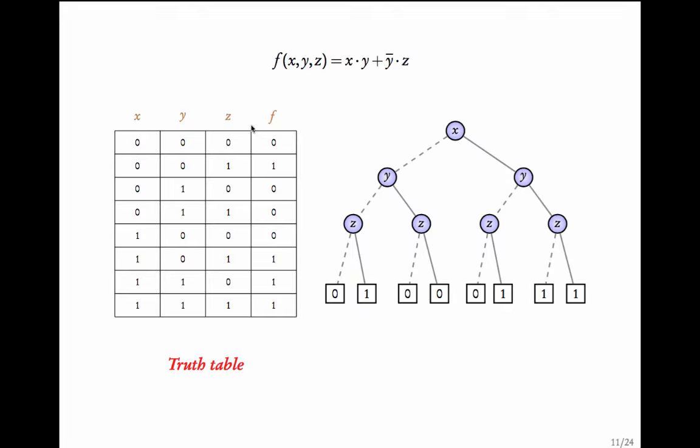There's another way of looking at this truth table. This is called the binary decision tree. So the nodes are x, y and z. So this is the root node x. This dashed line says that the value associated to x is 0. The thick line says that the value associated to x is 1. Similarly, here at y, the dashed line says that the value associated to y is 0. The thick line says that the value associated to y is 1.